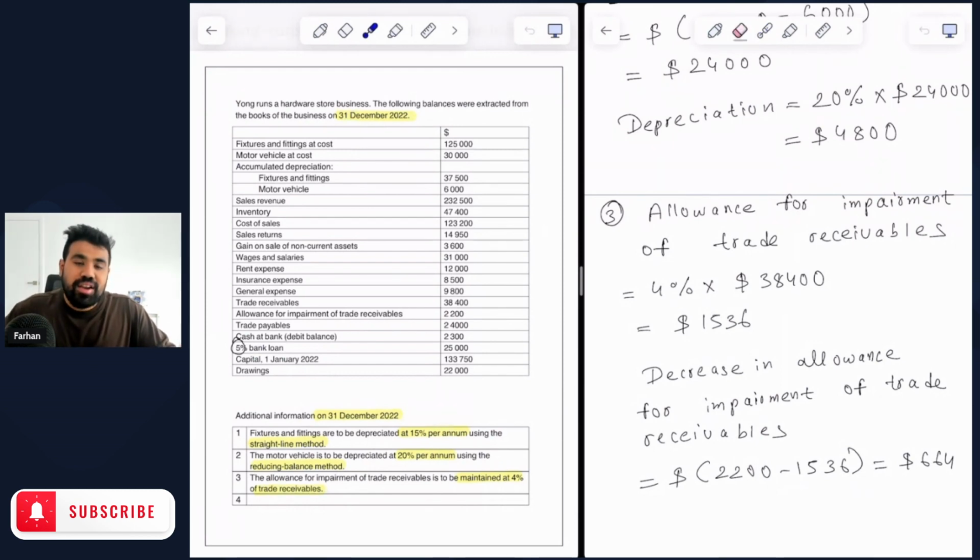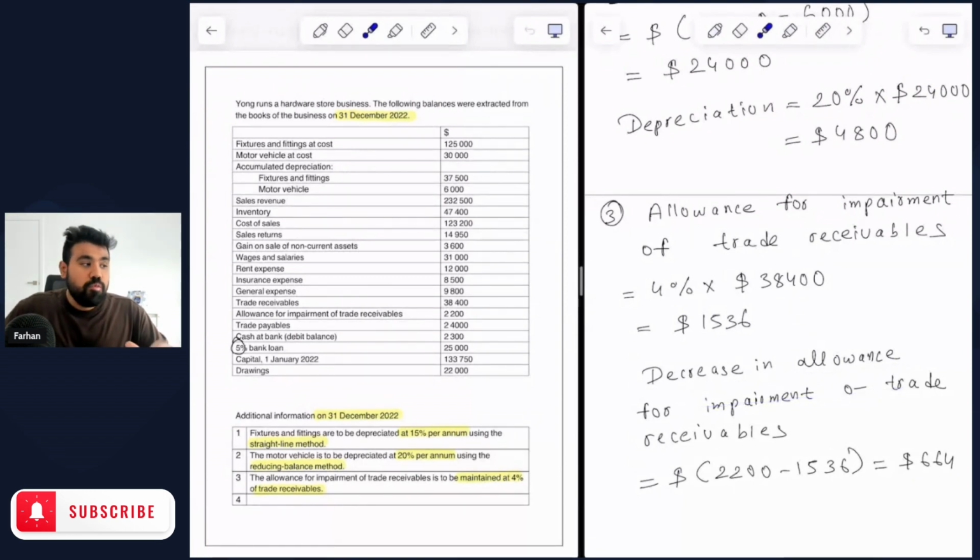So if it is going down, it signals a good thing for the business. So what do we do in that case? We classify this as a reduction in the expenses compared to the previous year, and that is what we also call the decrease in allowance for impairment of trade receivables, or the reversal for allowance of impairment for trade receivables. And that is $664, and the business is now in a better position compared to the previous year in terms of the debts that they could collect from their trade receivables.